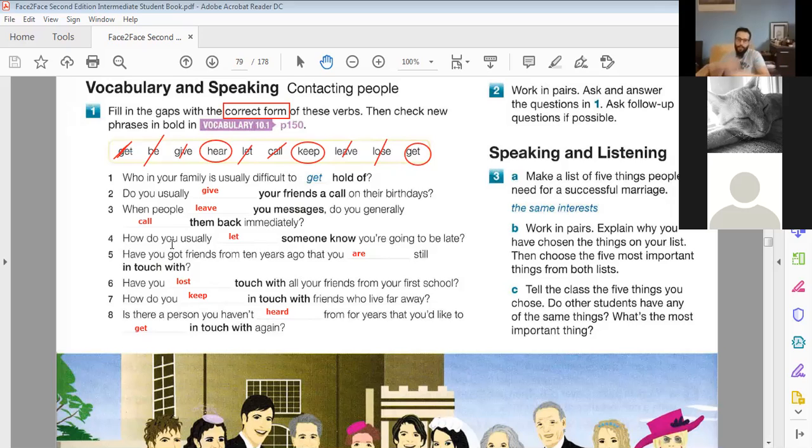To keep in touch with, it means to keep it going on, to continue. To get in touch again, it means you lost touch, but now you got in touch again. You've met after a few years, right? So there's a nice variation here with the word touch. You can use it in different ways to refer to contacting people socially.